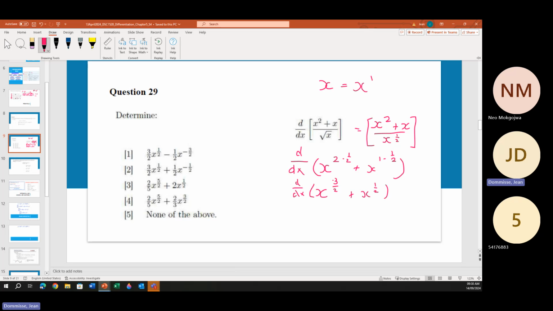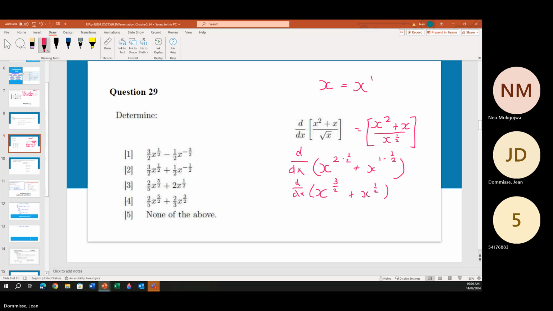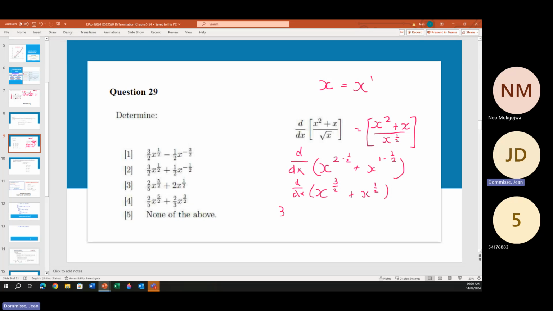Okay, so now we follow the same principle as in the one where we had the power rule. So 3/2 goes in front of the x, and then we have 3/2 minus 1, plus a half x to the power of a half minus 1. Okay, so that is our formula.